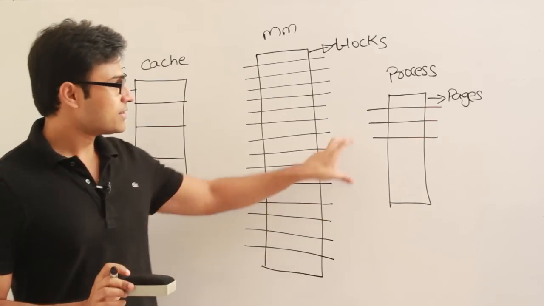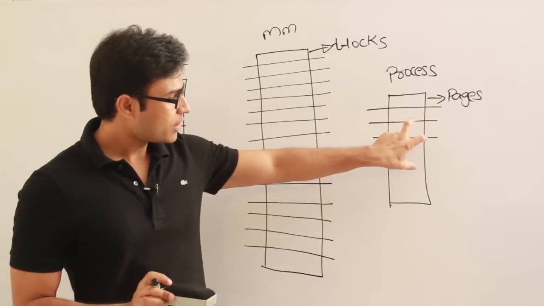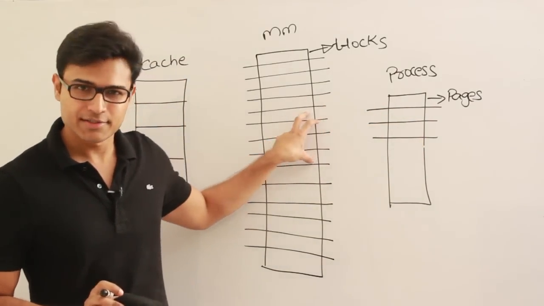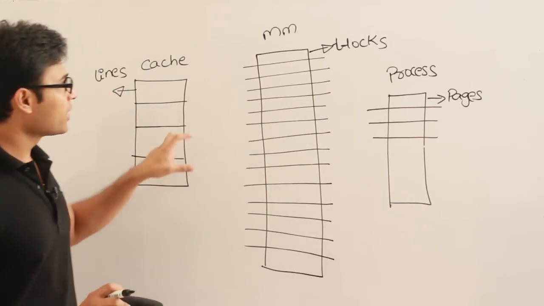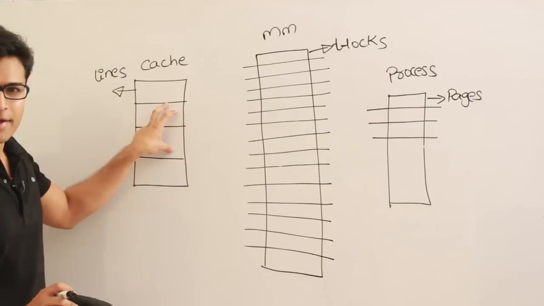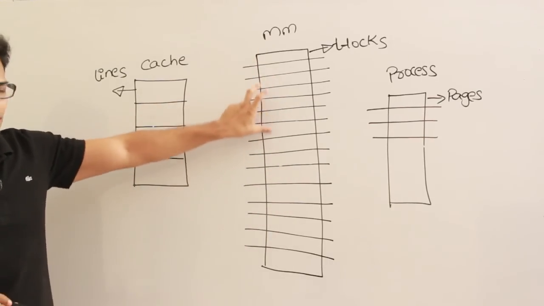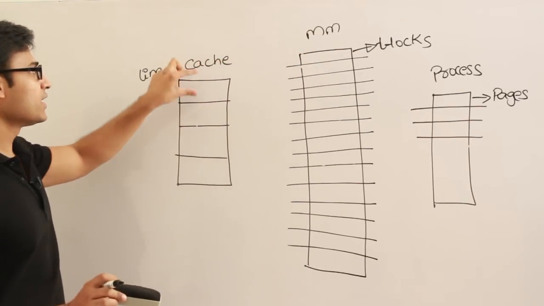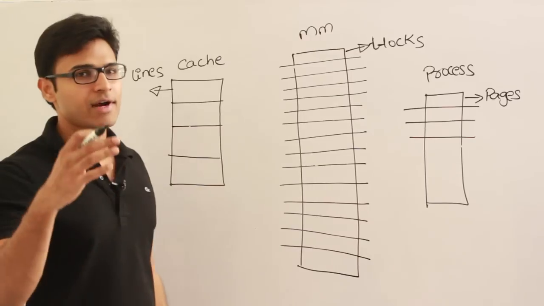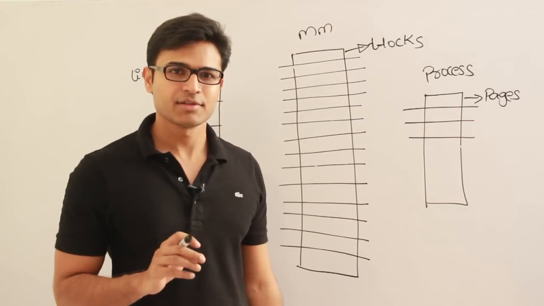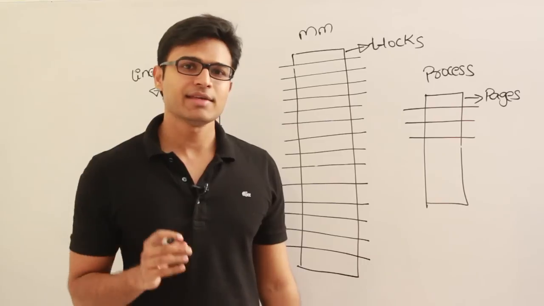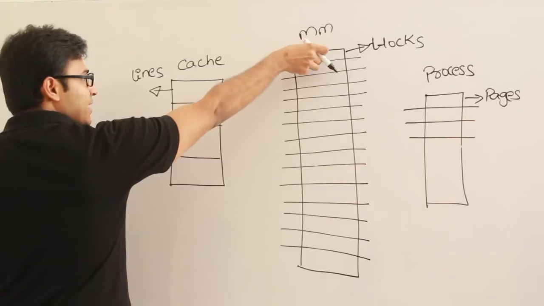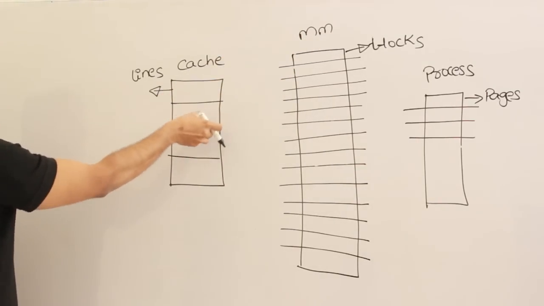Since this is a different case, while talking about the hard disk and the main memory, we talk about page movements, right? And while talking about the main memory and the cache, we talk about blocks, right? Each block size will be made equal to the line size, which means we divide the main memory into blocks and the cache into lines, L-I-N-E-S, lines, okay. And each block size is equal to the line size.